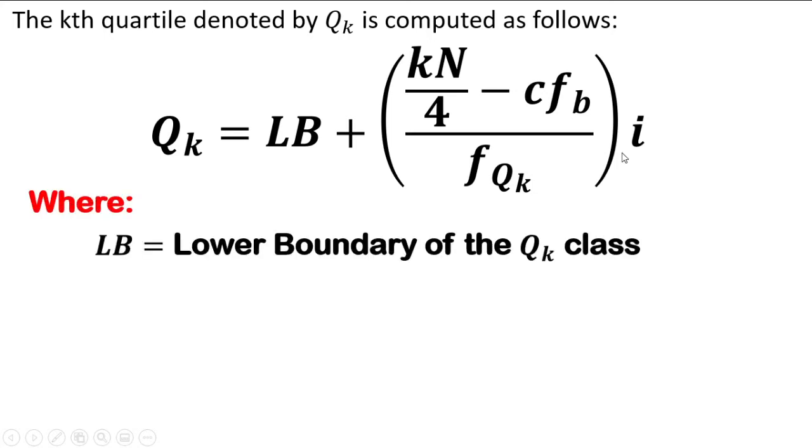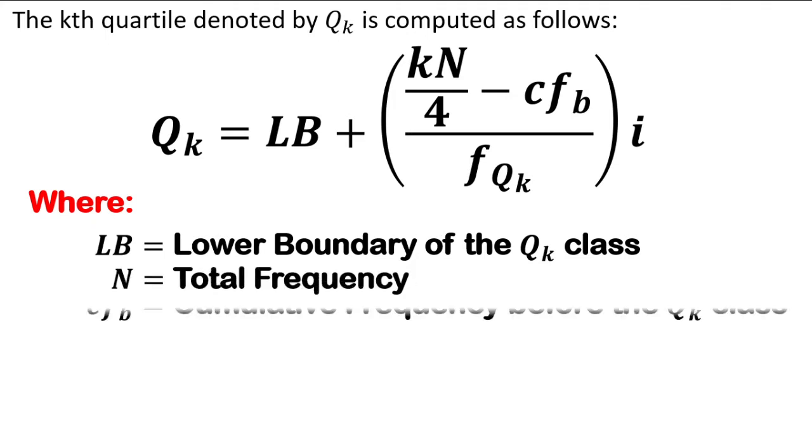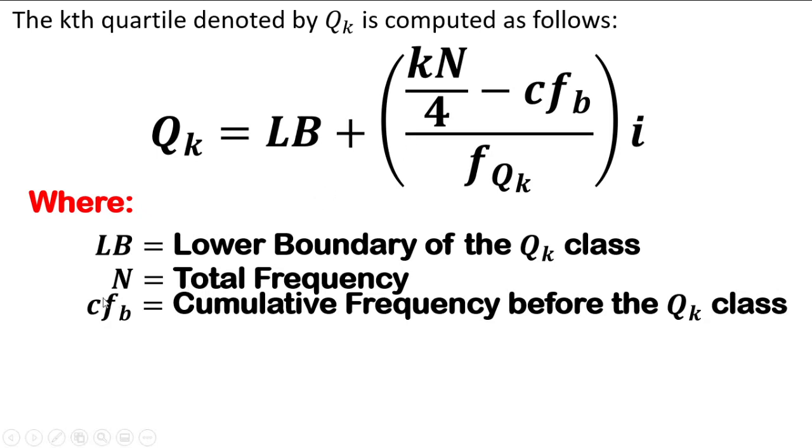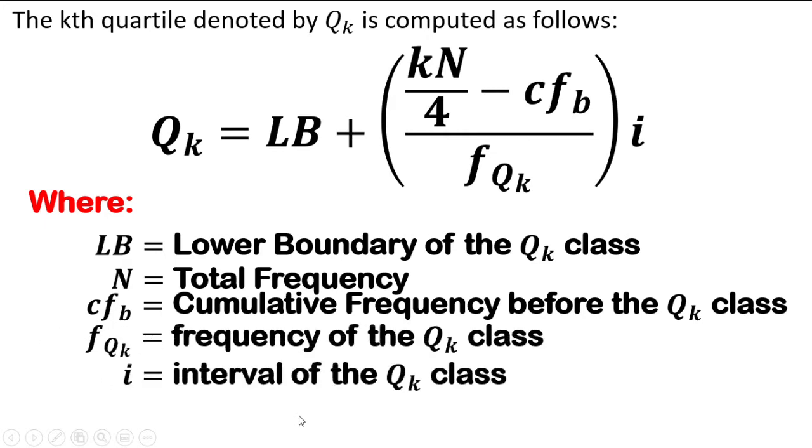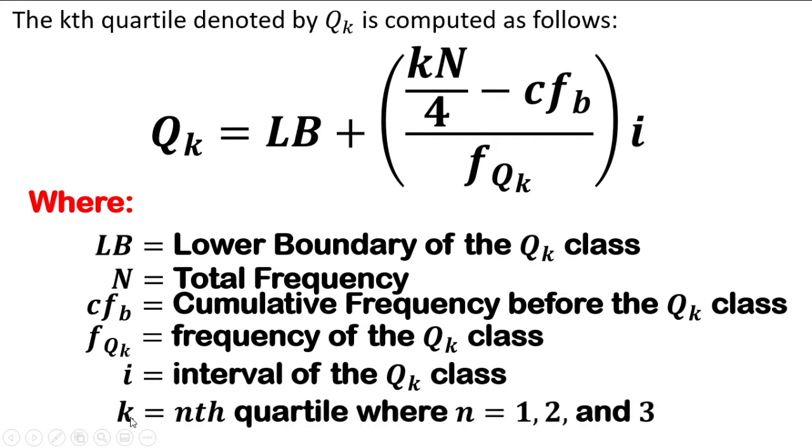Again, LB is the lower boundary of the unknown quartile class. N is the total number of frequency. And this is the cumulative frequency before the quartile class. This is the frequency of the unknown quartile class. I is the interval of the given distribution. And K is the nth quartile or the unknown quartile that you are looking for, wherein the value of K must be either 1, 2, or 3.